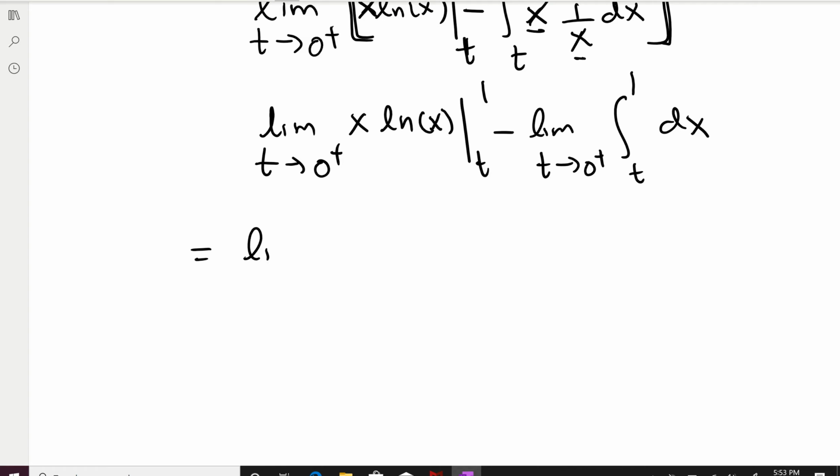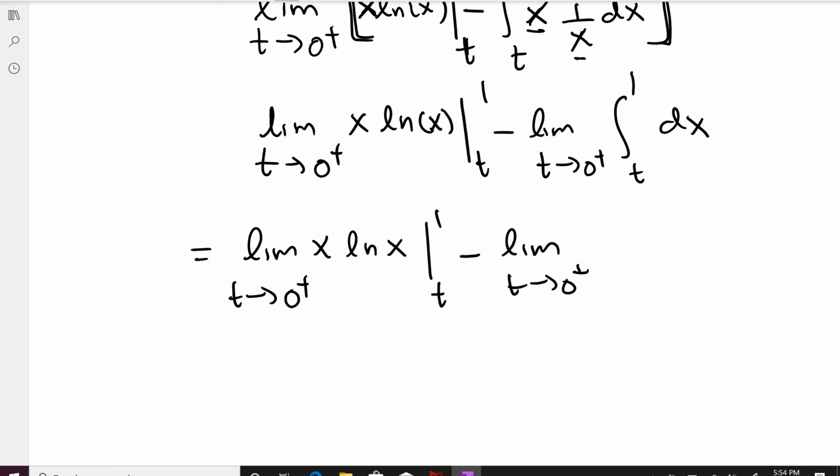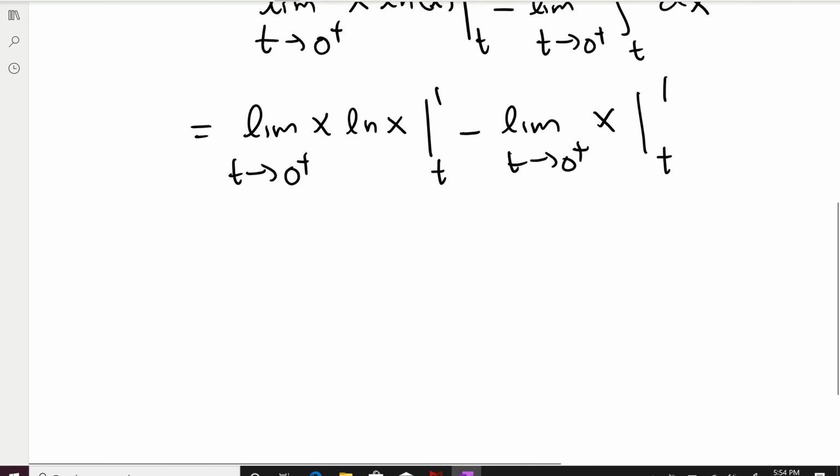Now let's write this limit when t gets closer to 0 from the right, it's x ln x. You evaluate it at t and 1. Now take the limit again, okay, and if you integrate 1, you're going to get x. So you have to evaluate x at t and 1. Great. So let's evaluate this function.